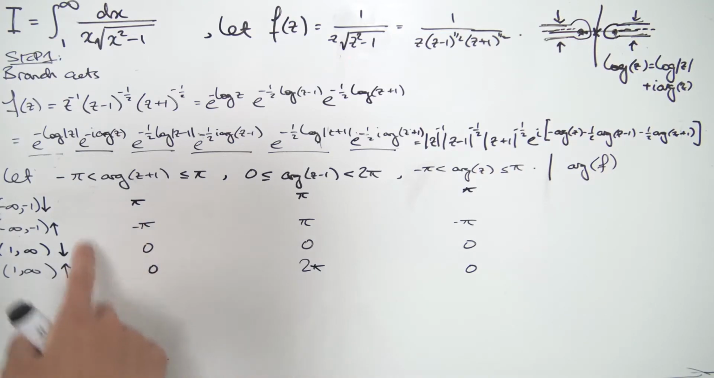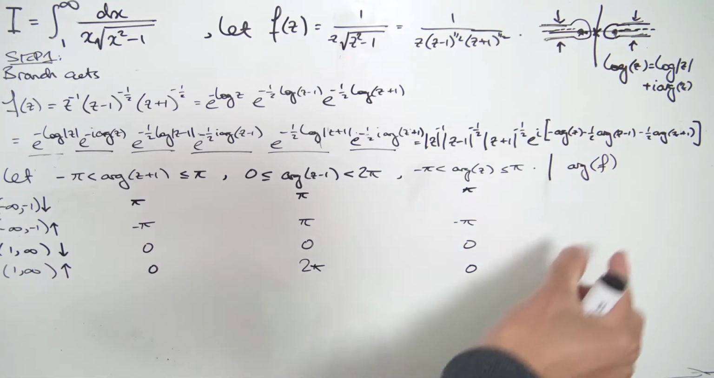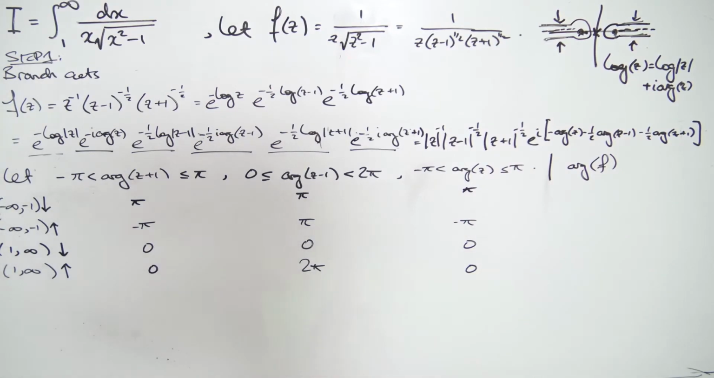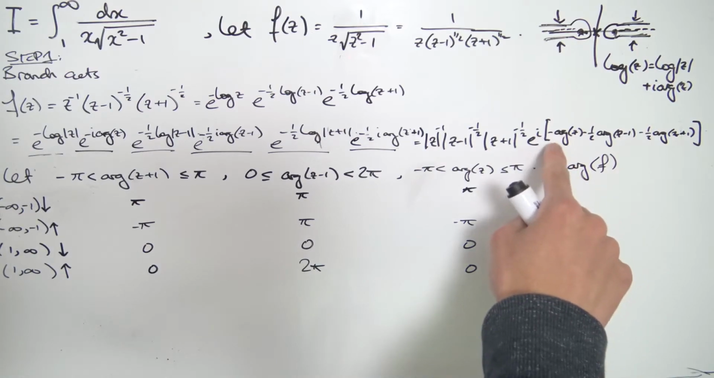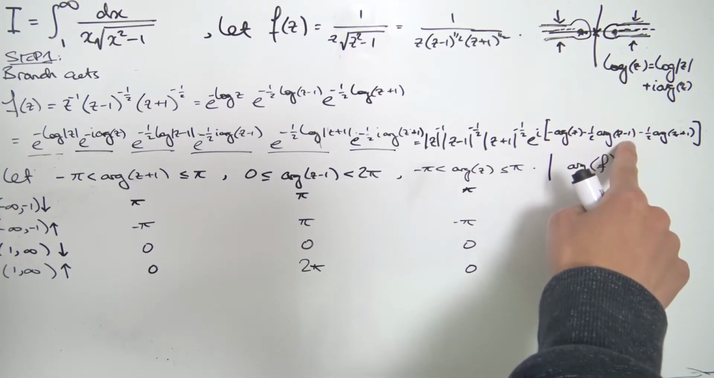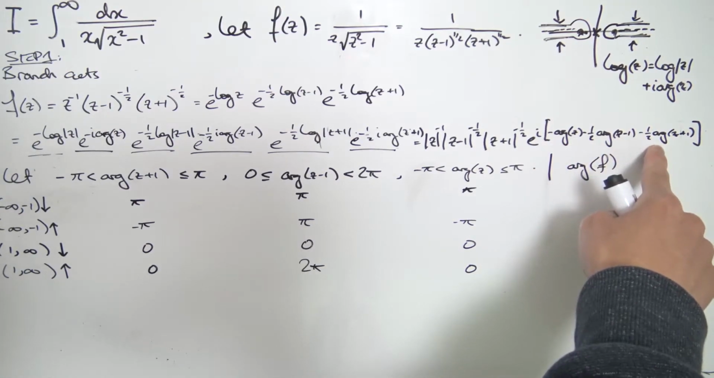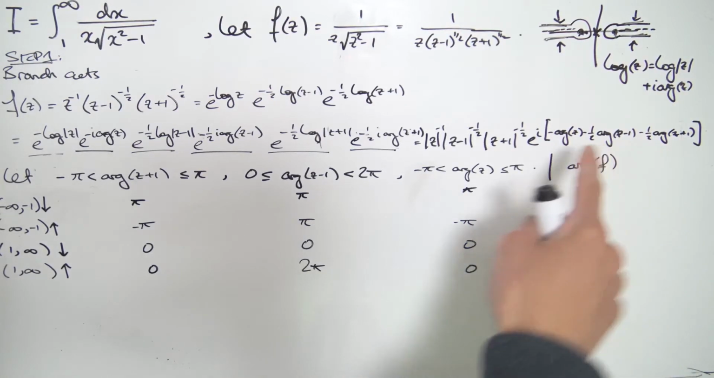Okay, so we calculated all these arguments. Let's calculate the arg of f. So what is the arg of f? How do we calculate that? Well, we just take the minus arg of z, minus a half arg of z minus 1, and then minus a half arg of z plus 1. So let's see what that gives us.